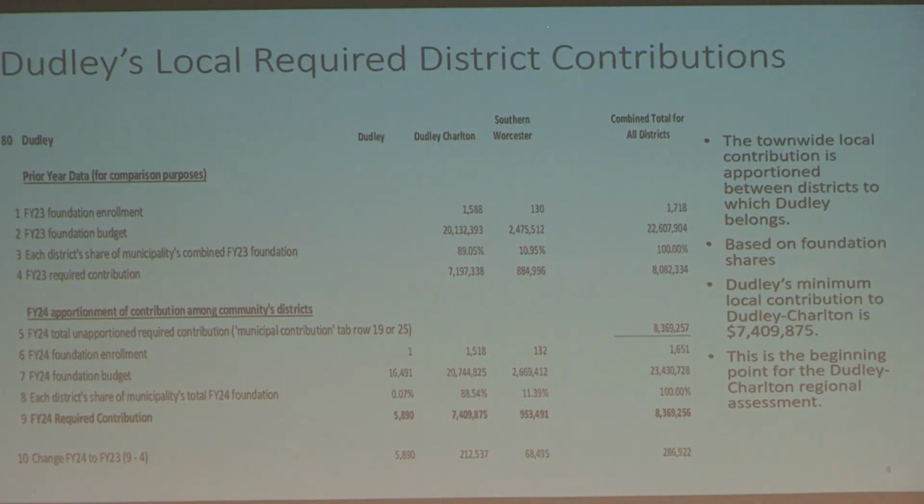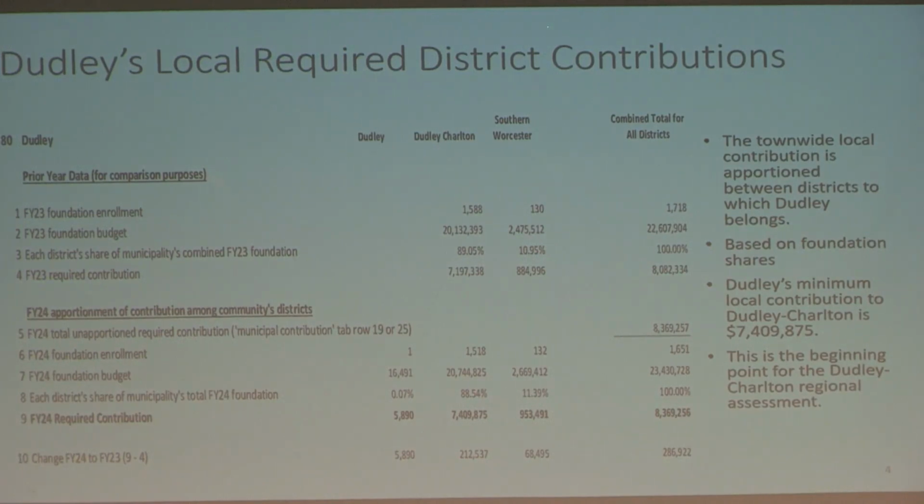So the next slide is also to do with Dudley, but this is the required district contribution. So we're taking it one step further, and we're determining what Dudley's contribution is to each of the regions, to each of the school districts to which it belongs. And on this slide, which you can probably see a little bit better than the last one, you can see Dudley Charlton in the middle there of the three districts. Southern Worcester is the other major one to which Dudley belongs.